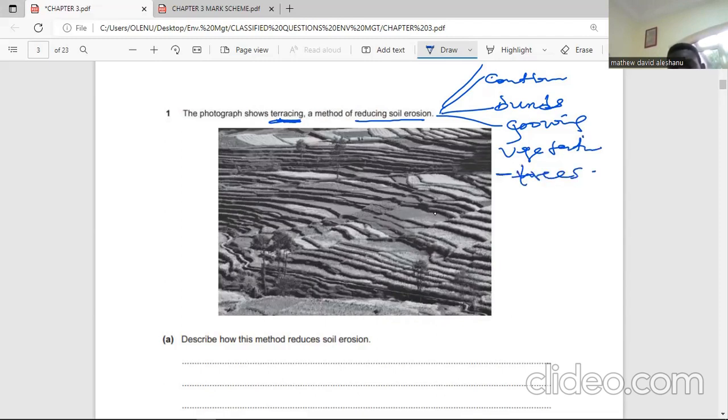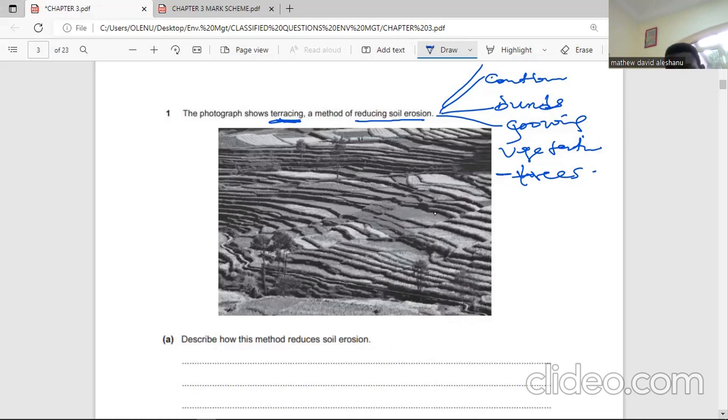5, you can also have trees. Trees help to act as windbreak. You know, soil erosion is the movement of soil from one point to another. So things that enable it to be moved away are usually things like water and wind. So anything that can stop that, and anything that can form an embankment to hold the soil behind, are factors that help to reduce soil erosion. So now they've told us it is terracing.